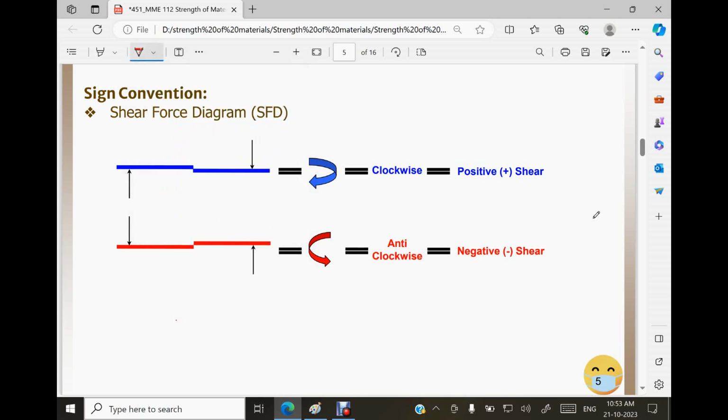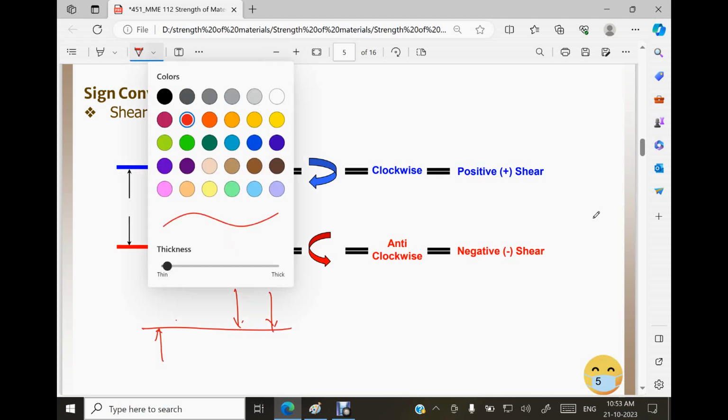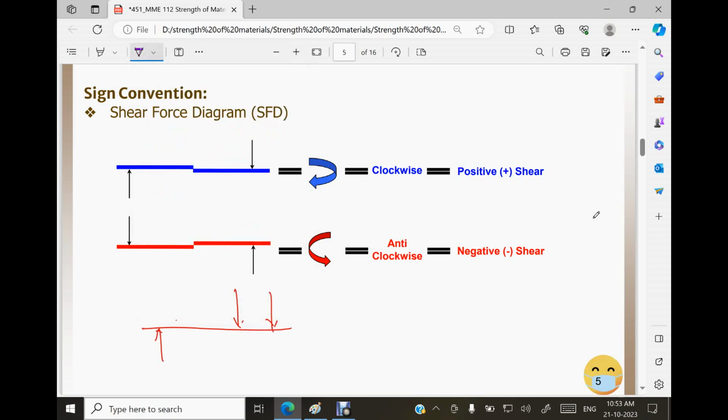Okay. So now let us say I have a beam like this. In this beam, there are some forces acting over here. There are some forces acting like this, some like this. If I want to find the shear force for this beam, let us say I want to find the shear force at this section, X, X.